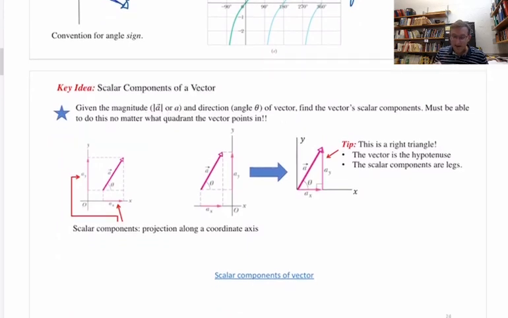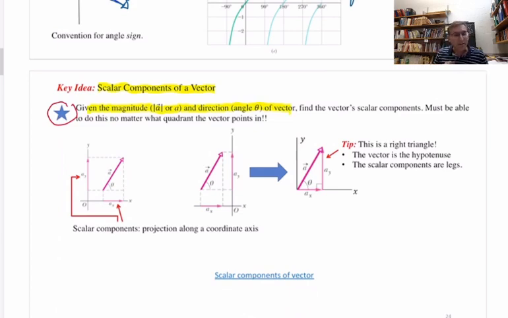Okay? Finding the scalar components of a vector. So here's the task. I put a star by it because it is vital that we be able to do this. In this approach, we're going to imagine that we've been given two things, the magnitude and the direction of a vector. I'll denote the vector symbolically as A arrow.